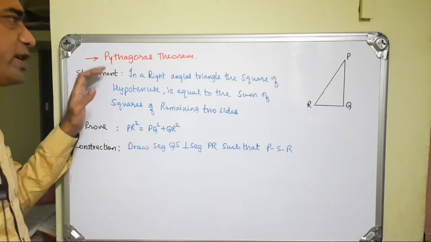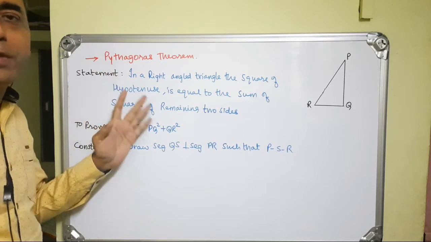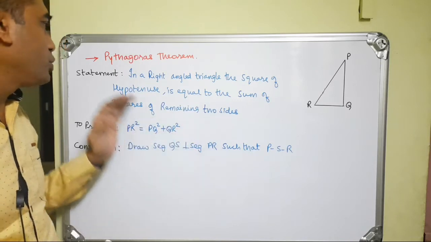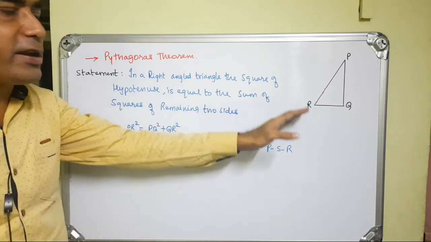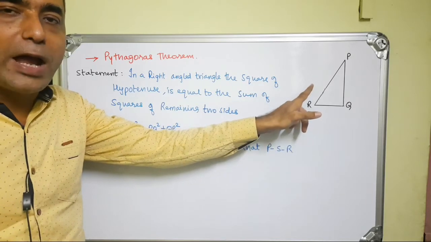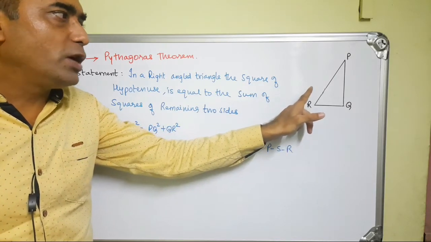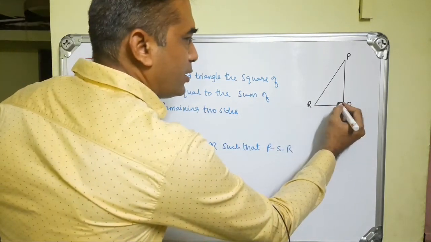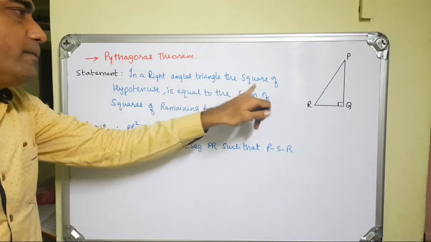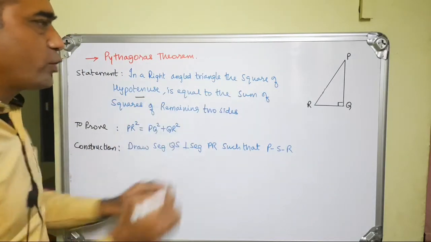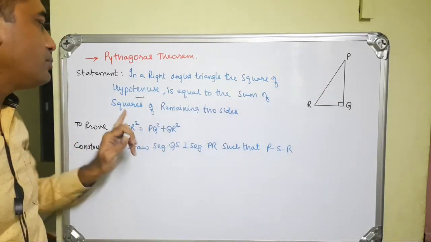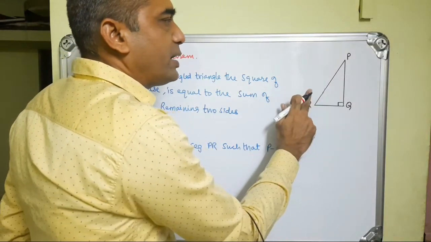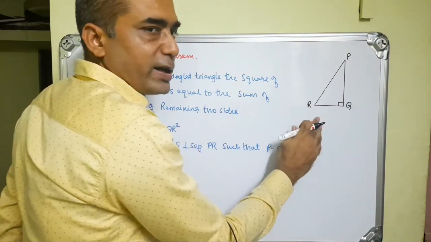Now students, our second point is Pythagoras theorem. What is Pythagoras theorem? Actually you are studying this theorem from standard 7th. What is the statement? In a right angled triangle, the square of the hypotenuse is equal to the sum of the squares of the remaining two sides. So here the hypotenuse is PR. PR square will be equal to PQ square plus QR square.